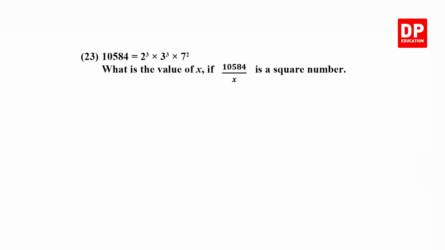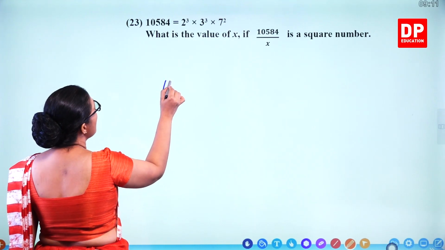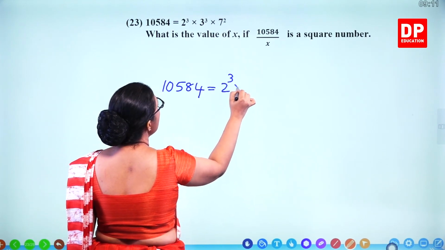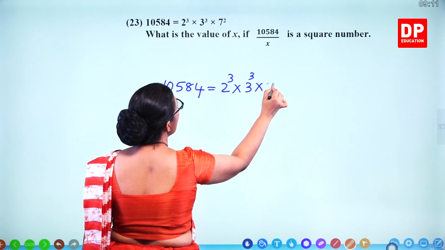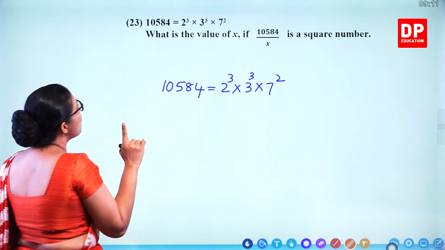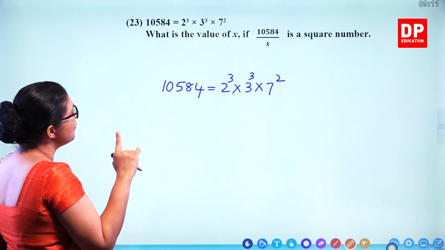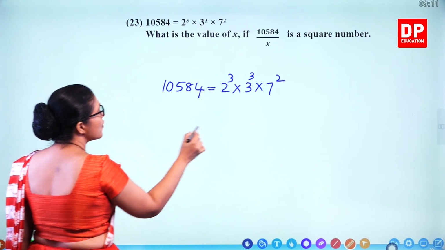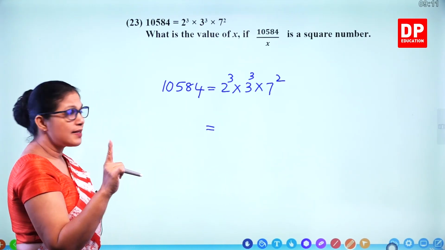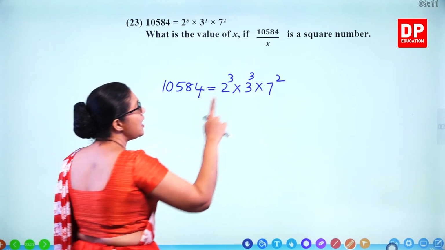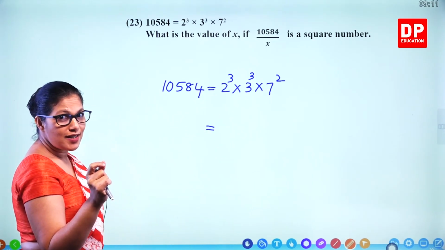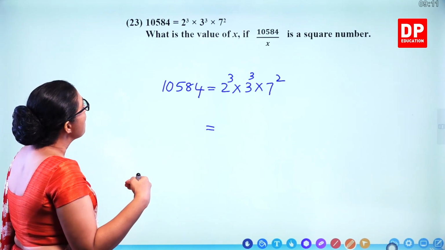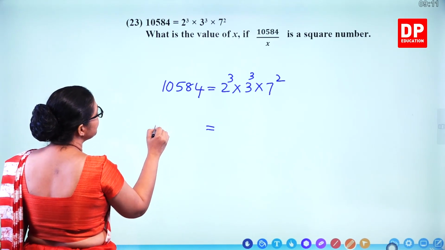Question number 23. 10,584 is 2 to the power 3, 3 to the power 3 and 7 square. What is the value of x if this one is a square number? So square number means the powers should be even. You can easily take the square root. So we'll see.